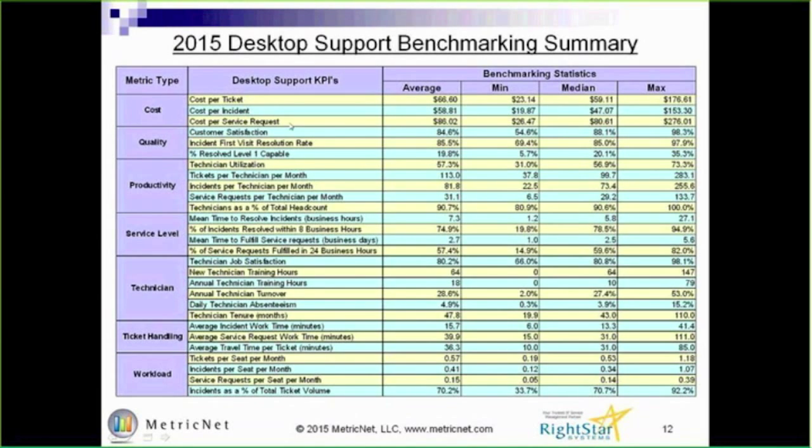The other big driver of customer satisfaction is your incident first visit resolution rate, meaning that for incidents, a particular type of ticket, how often do you resolve on the first contact with the customer or the first touch to the device? The number worldwide is about 85.5%. So those are your big drivers of customer satisfaction.